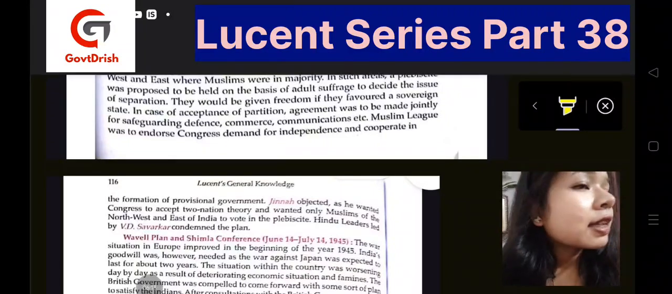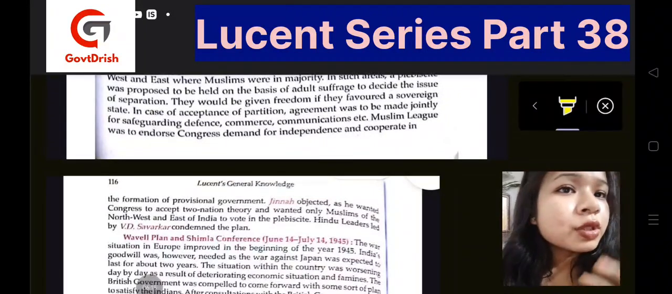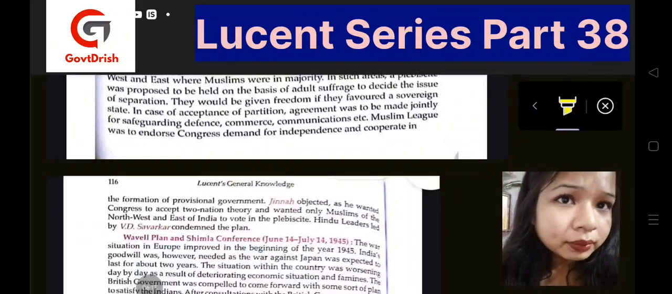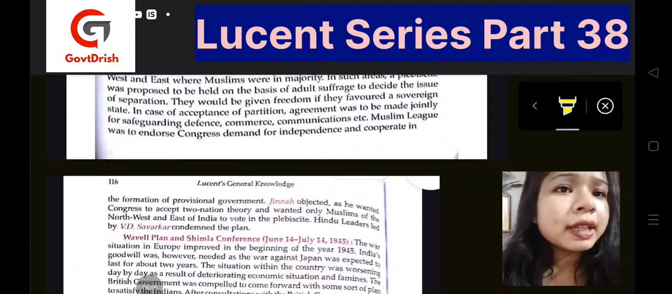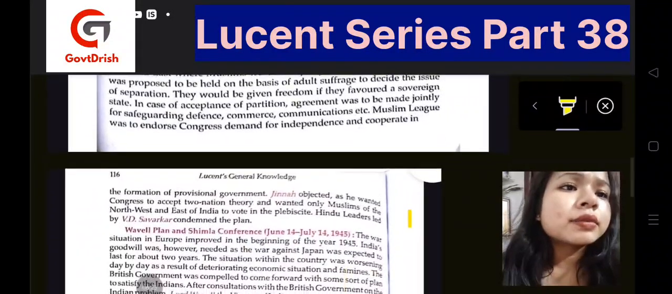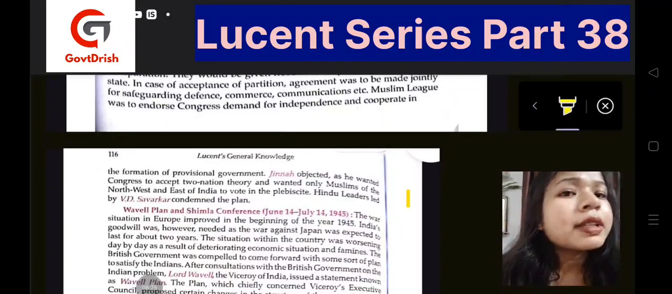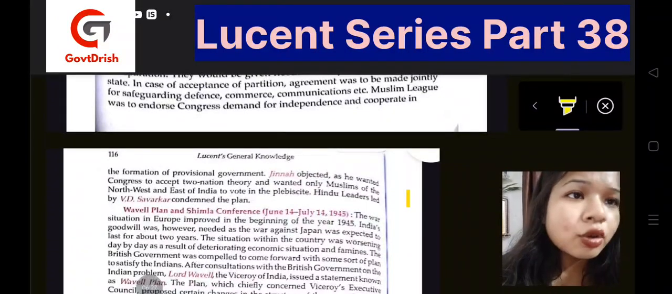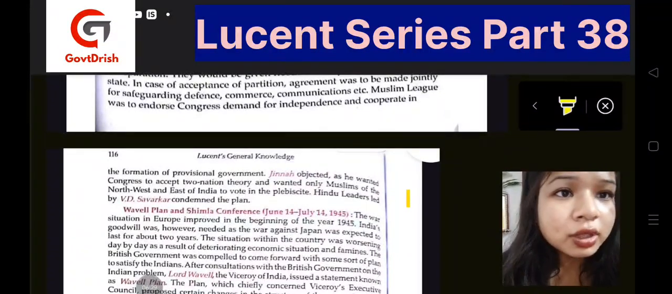when they highlighted the case of partition, an agreement was also made, like okay, everything will be done, safeguarding defense, commerce, communication, etc. But the Muslim League demanded independence, and thus they cooperated in the formation of this provincial government.